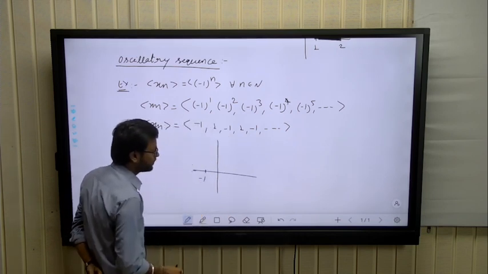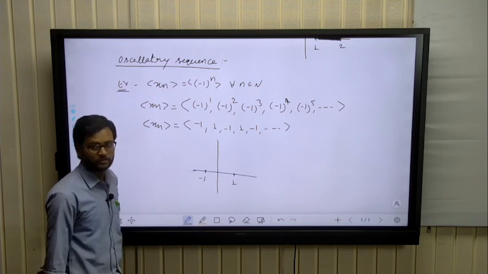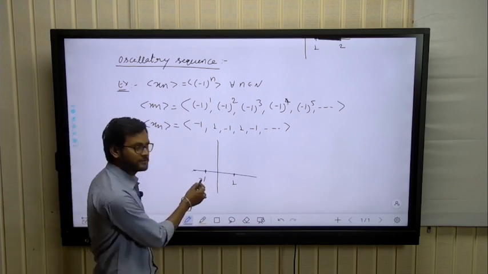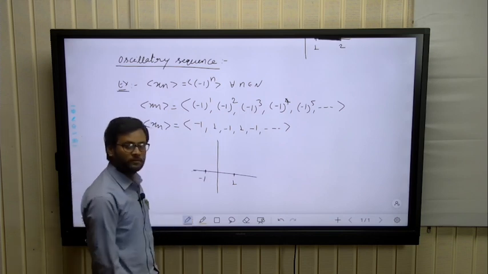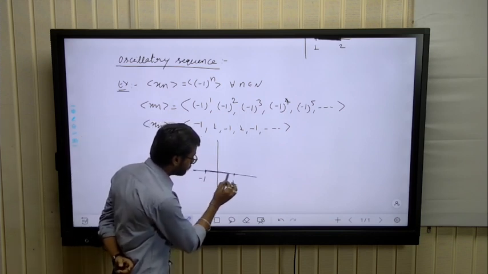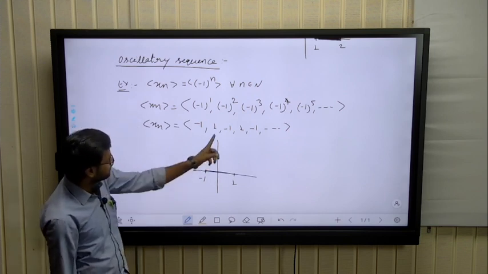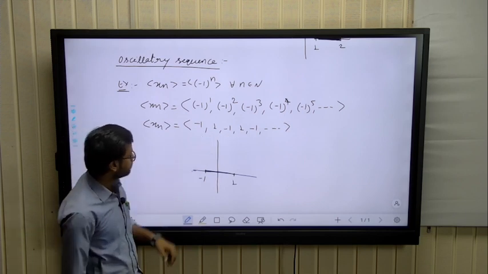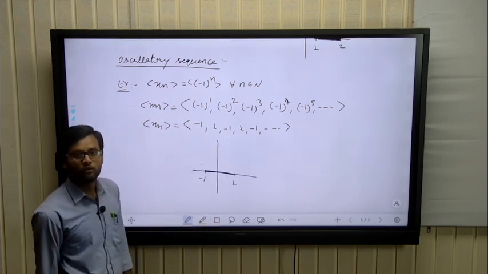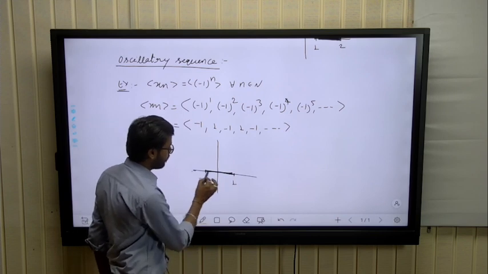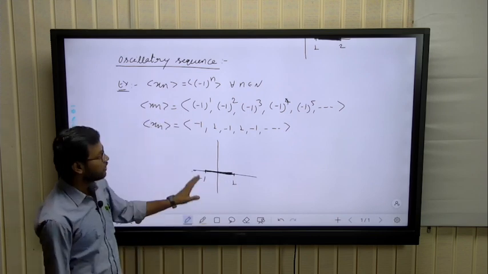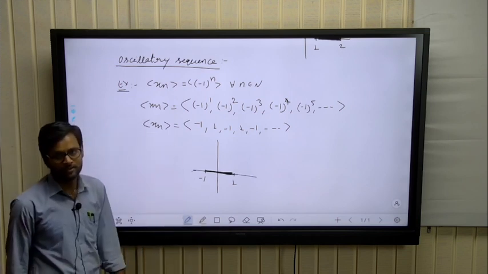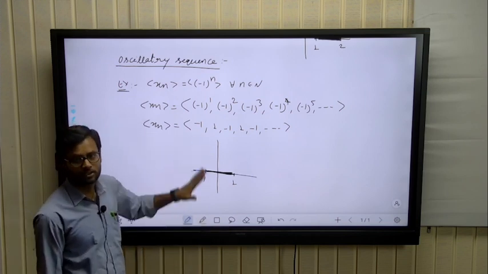Here, suppose minus 1 and 1. The first term is minus 1, he started from here. The second term is 1, it means that he goes to 1, and the third term is minus 1, it means that he returned to minus 1. The fourth term is 1, he goes to 1, and after that he comes back, so he oscillates between minus 1 and 1. So this is the oscillatory sequence. This is a rare and a very good example of an oscillatory sequence.